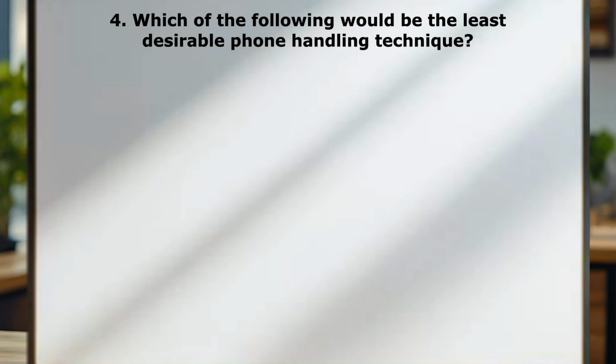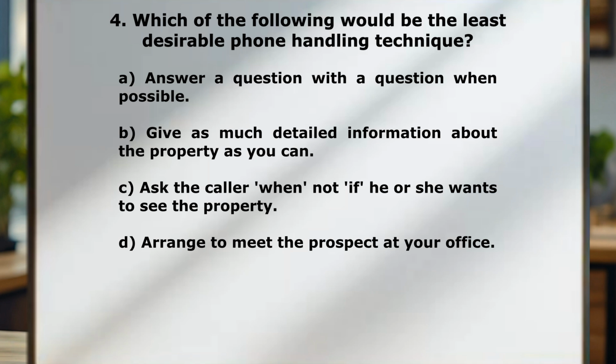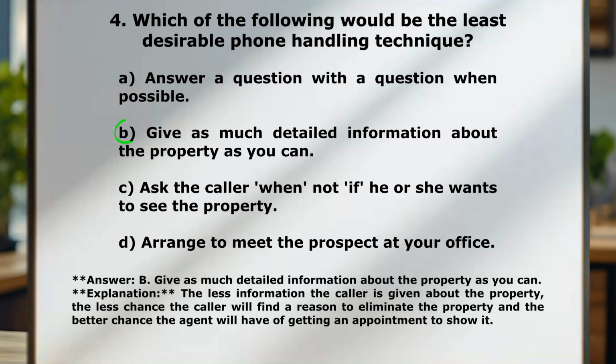Question number 4. Which of the following would be the least desirable phone handling technique? A. Answer a question with a question when possible. B. Give as much detailed information about the property as you can. C. Ask the caller when, not if, he or she wants to see the property. D. Arrange to meet the prospect at your office. So the answer here is B. Give as much detailed information about the property as you can.